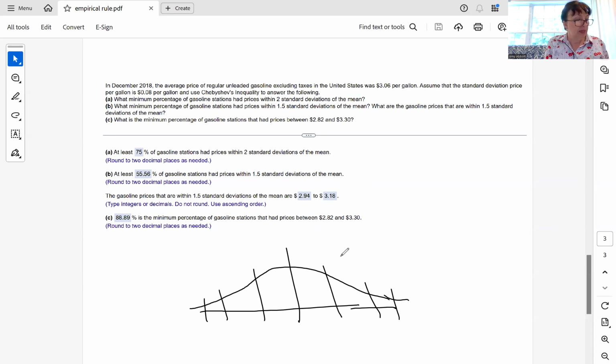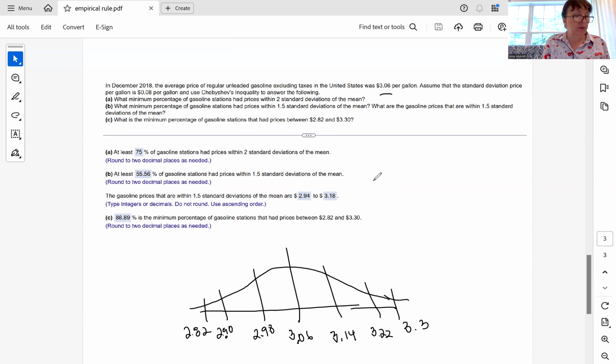So in the middle of it, the gas is 3.06. They said $3.06, and we're going out 8 cents for each one. So add 8 to that. 8 cents would be 3.14, and another 8 cents is 3.22, and then another 8 cents is 3.30. Going backwards, subtracting 8 cents, 2.98, and then you got $2.90 and $2.82.